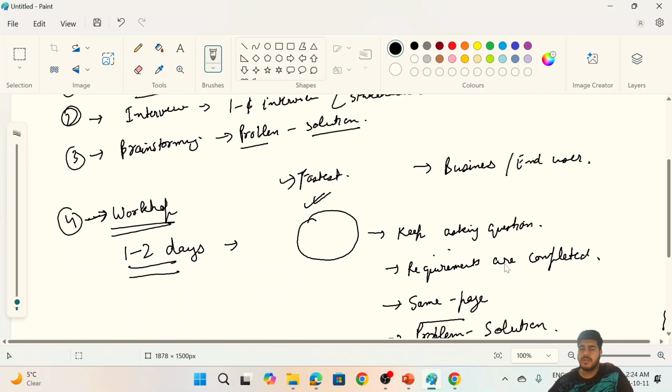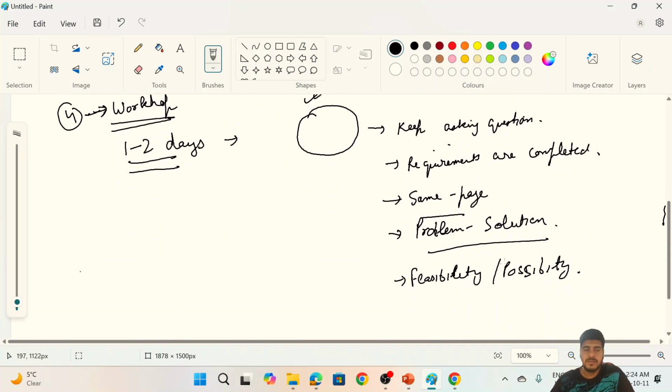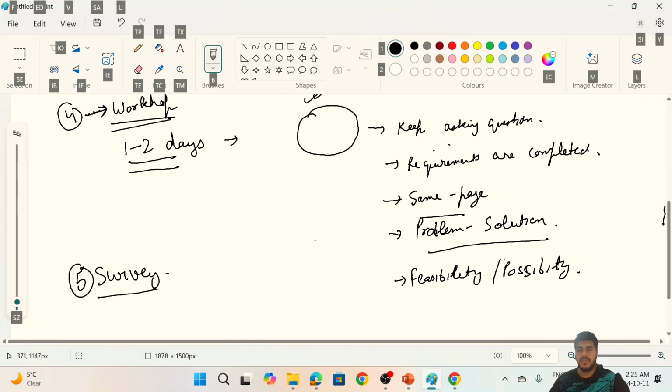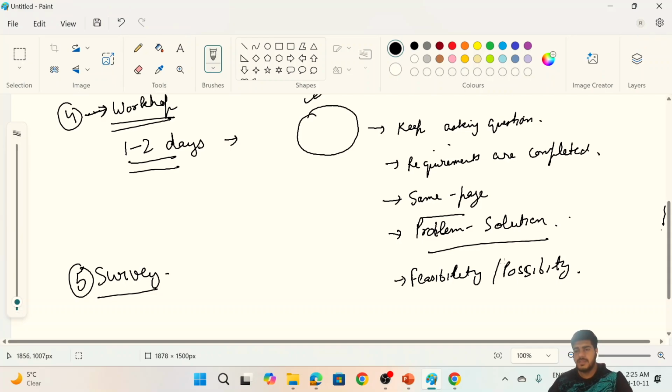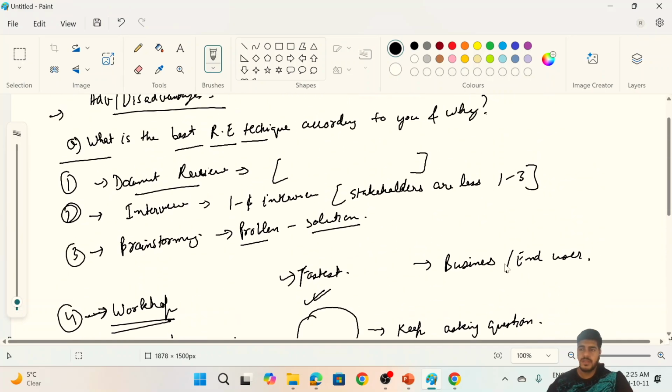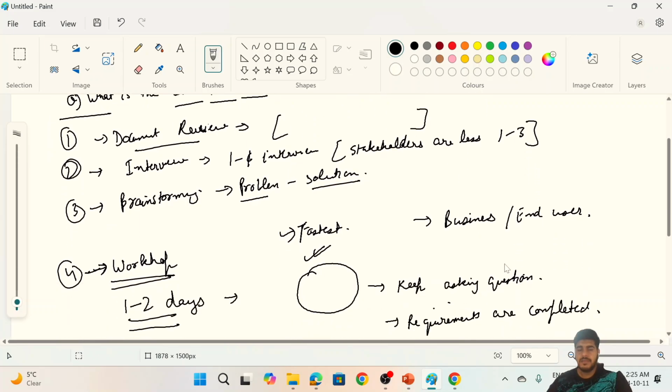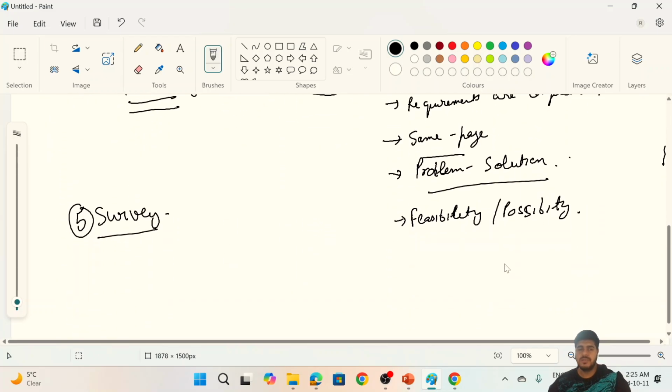Now coming to the next technique, which is surveys. This is the last technique. We use these five techniques. These are the most popular techniques. There could be other techniques, but these are the five techniques mostly used in an organization.